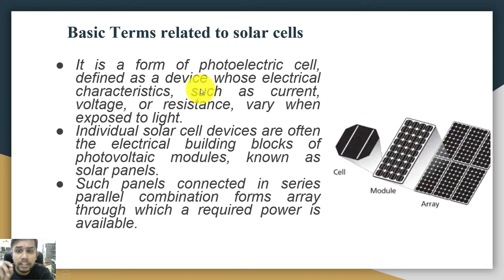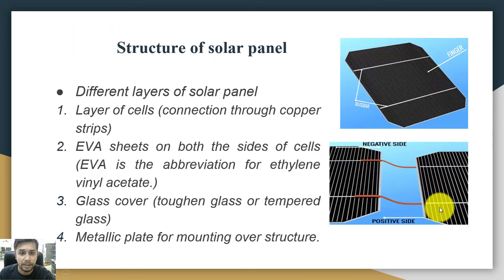Some basic terminology related to the solar cell. It is a form of photovoltaic cell, defined as a device whose electrical characteristics such as current, voltage or resistance vary when it is exposed to sunlight. Individual solar cell devices are often the electrical building blocks of photovoltaic modules. With the help of many solar cells connected with each other, it produces a module, and many modules connected in series-parallel combination form the array, through which we get the available power as per our requirement.